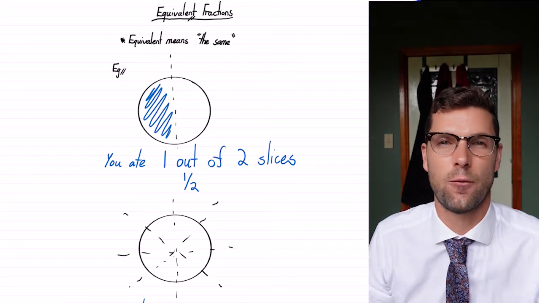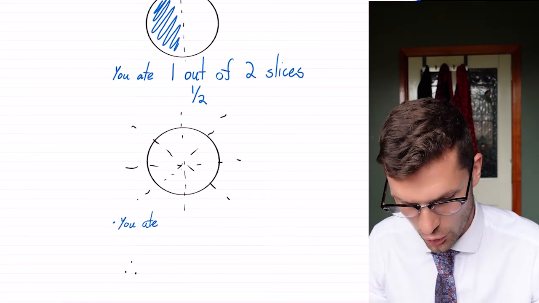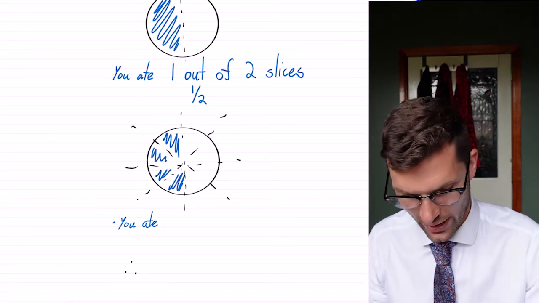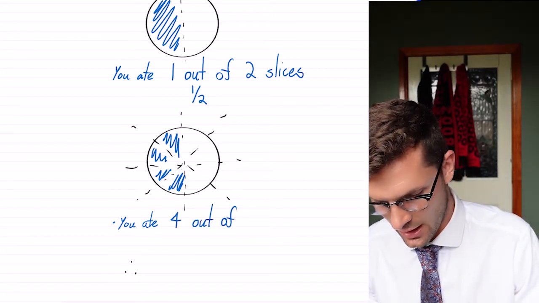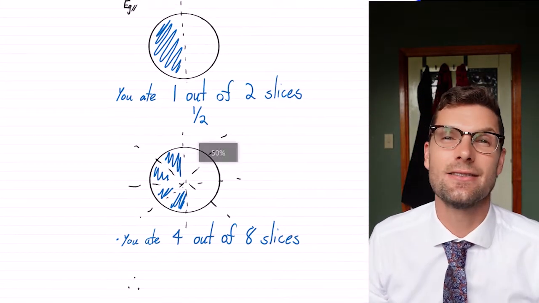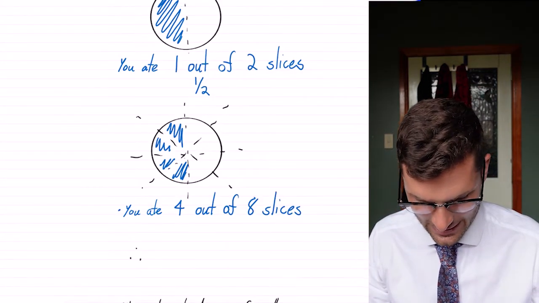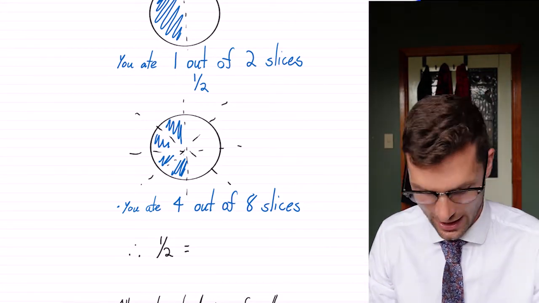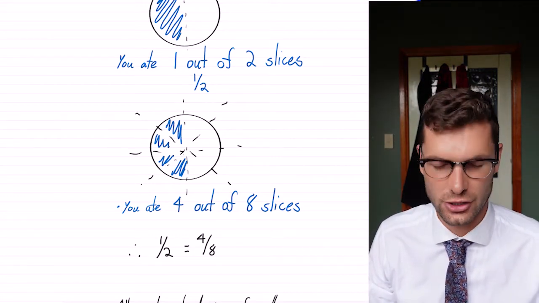But let's say instead of making your own pizza, you guys went to Domino's and they cut it into 8 slices for you. So in this example, you're still going to split it evenly, but you're going to eat 1, 2, 3, 4 slices. So you ate 4 out of 8 slices. But we can see here that in these circles, you've eaten the same amount of food in both examples. So what we're saying here is that a half is equal or the same as 4 over 8. These two are equivalent fractions.